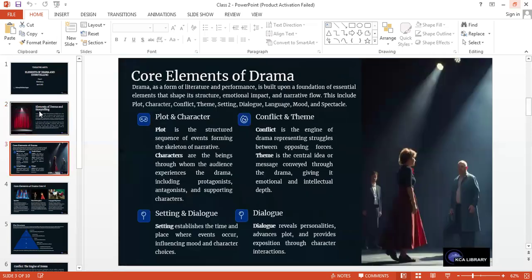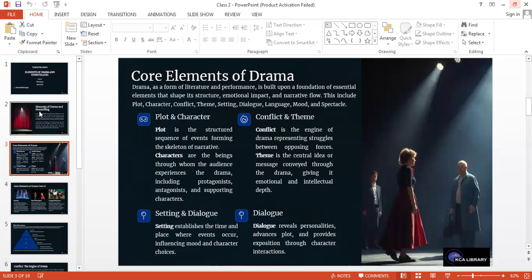effectively. What are the core elements of drama? When we talk about the core elements of drama, what are they? Drama, as a form of literature and performance, is built upon a foundation of essential elements that shape its structure, its emotional impact, and also the narrative flow. These elements include plot, character, conflict, theme, setting, dialogue, language, mood rather, and spectacle. And we will take it one after the other.